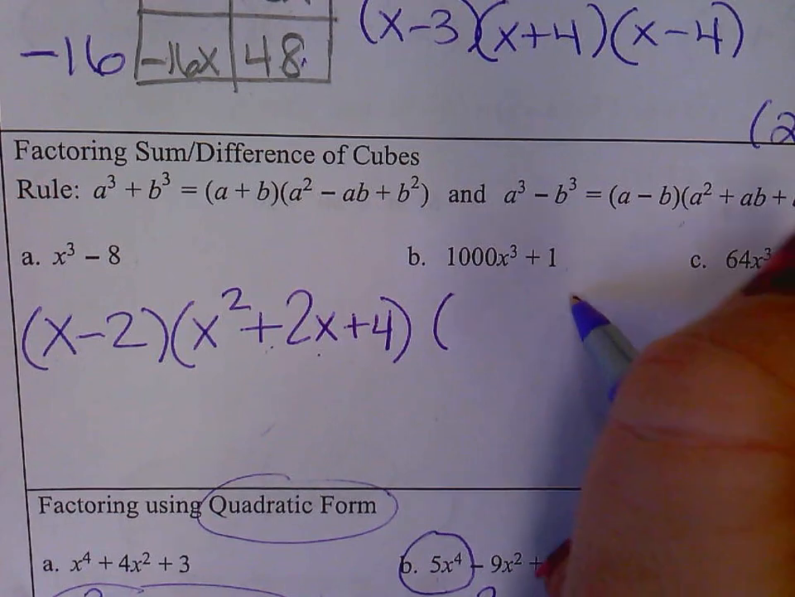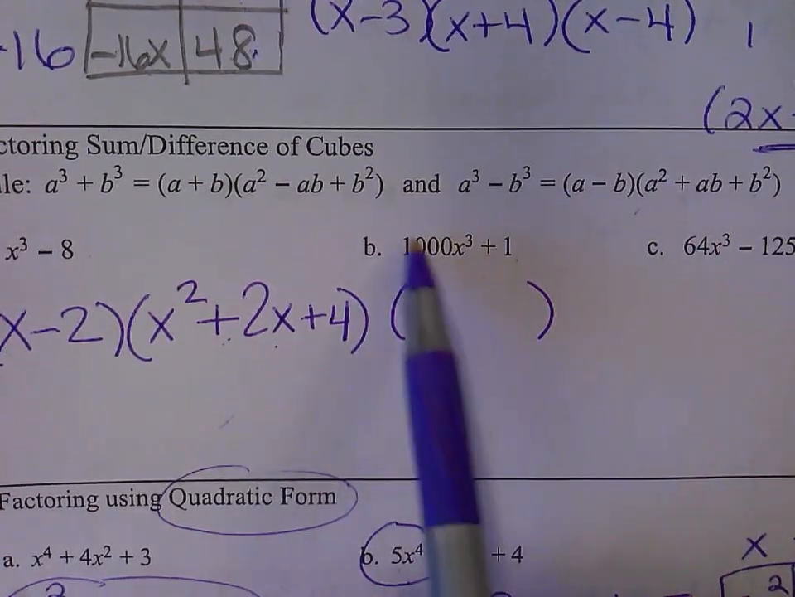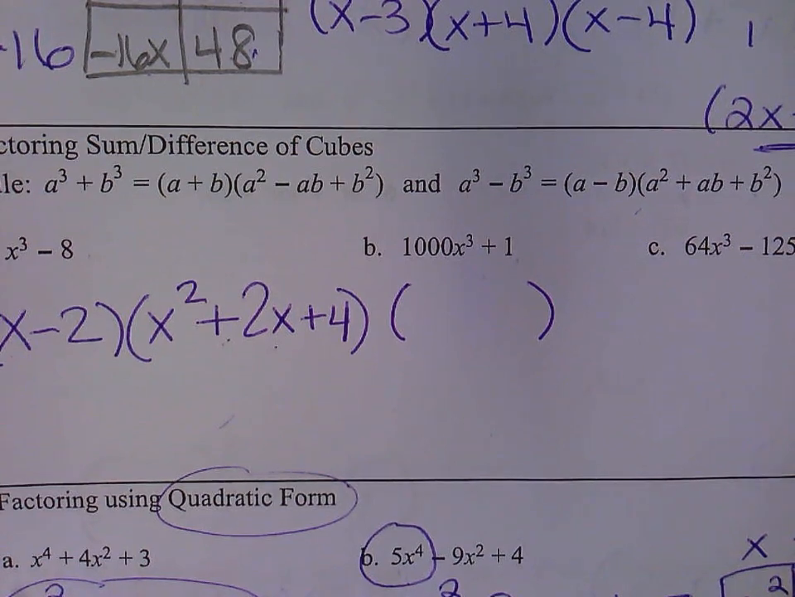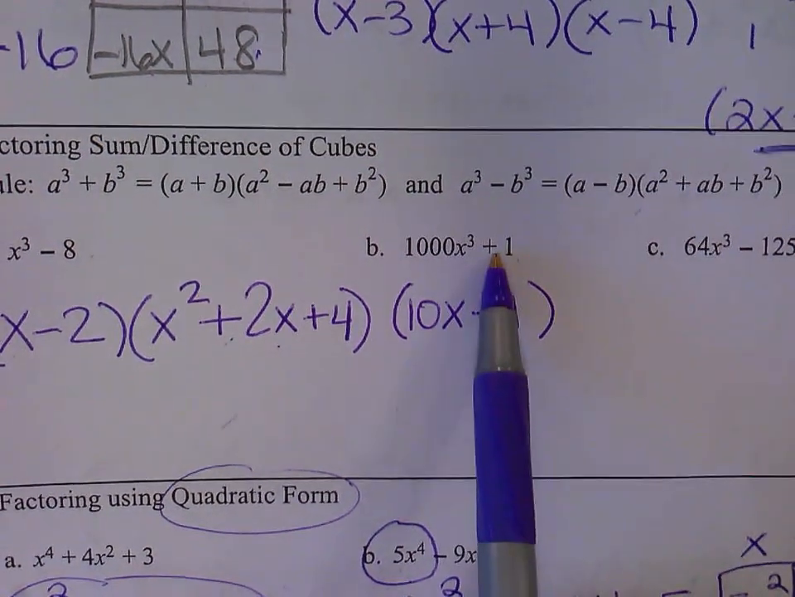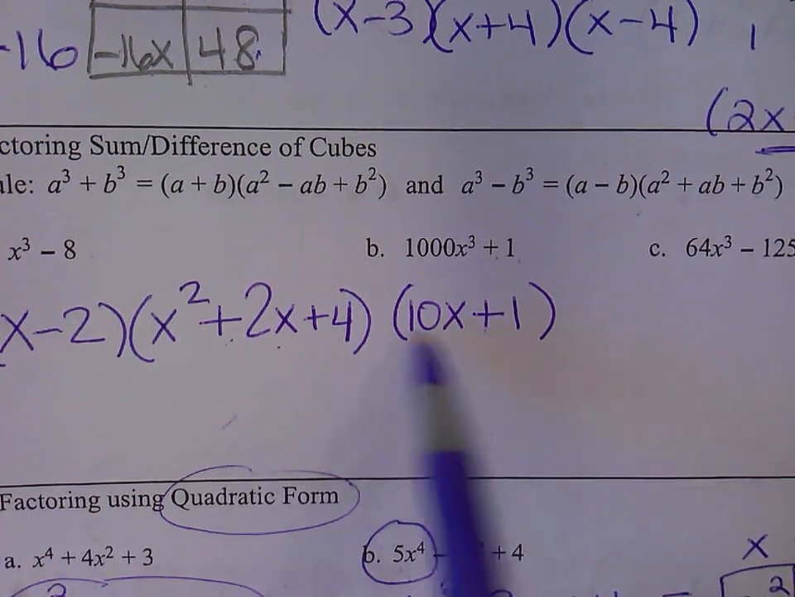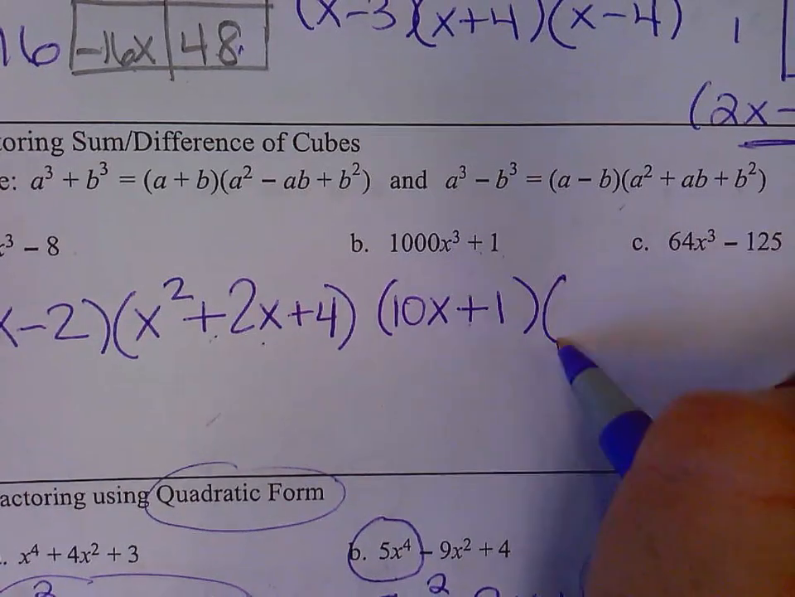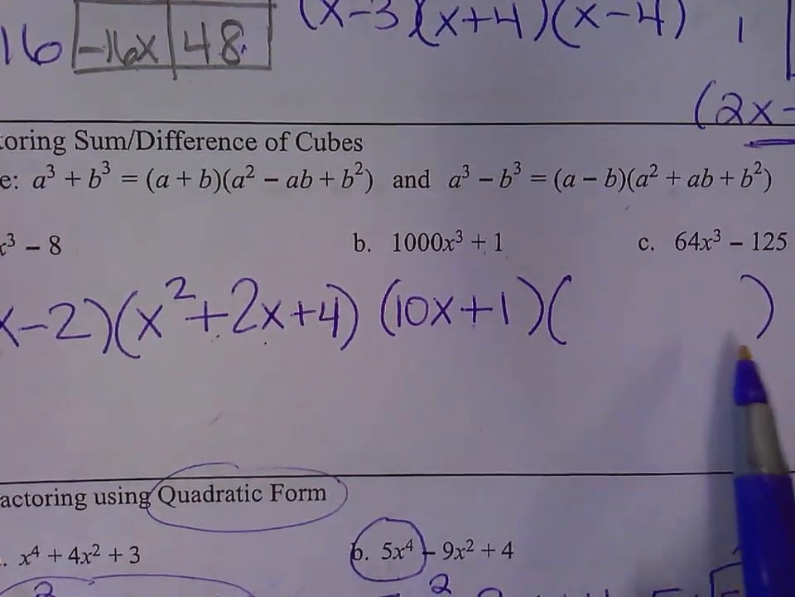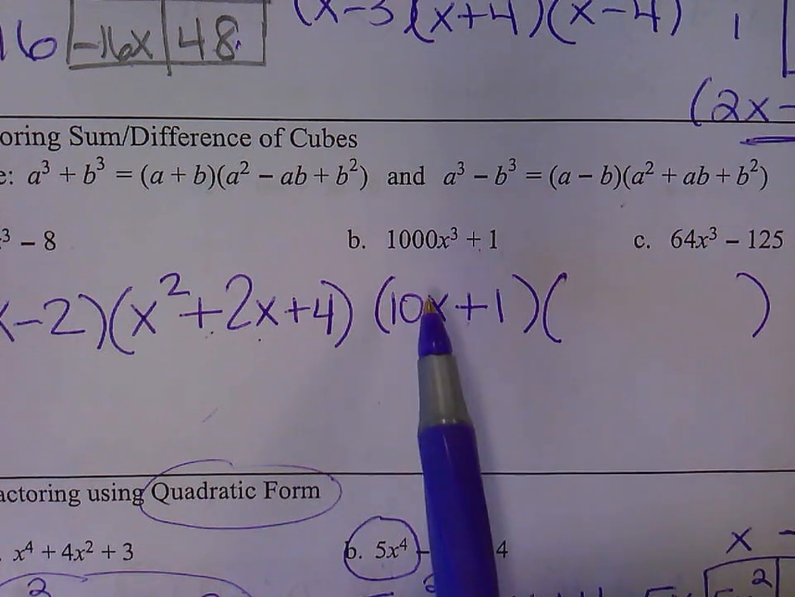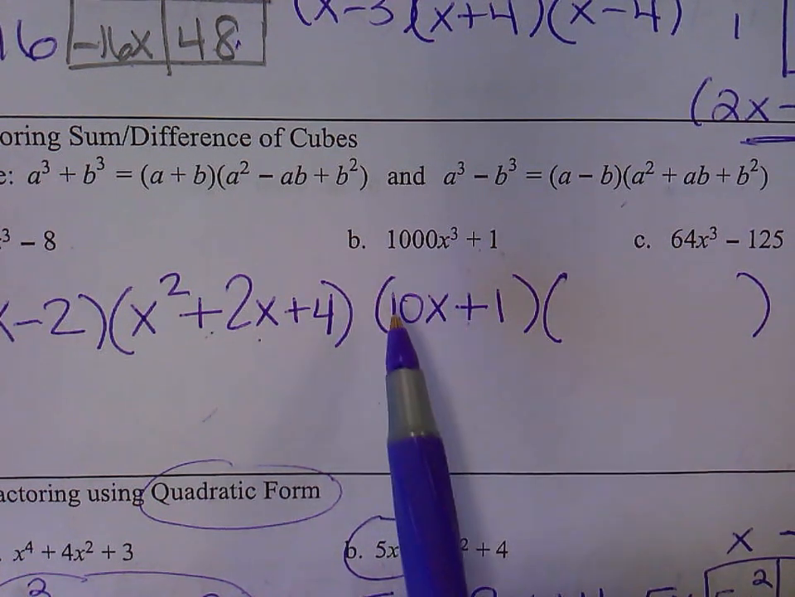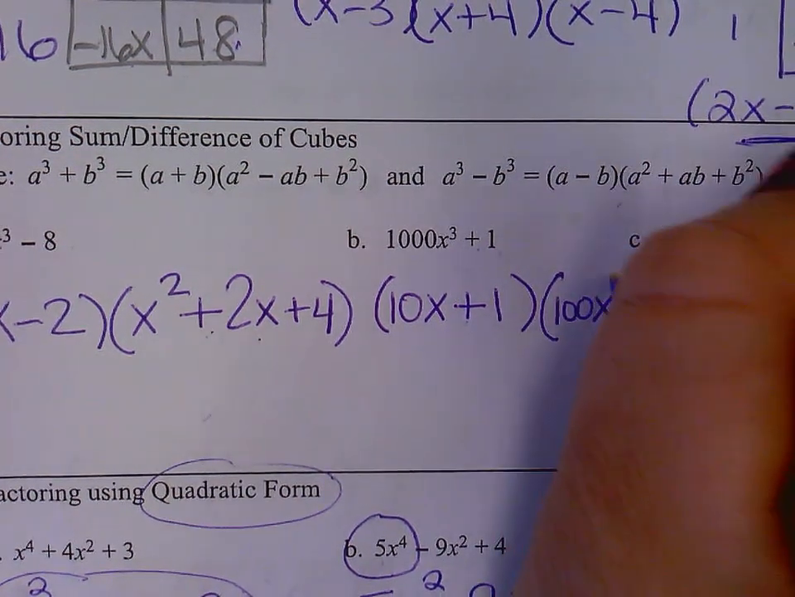What if I take the cube root in part B? What would I get for my two terms? Yeah, just 10x plus 1. See how it's a plus sign now? So I put a plus sign in the binomial. And now I'm going to write out my trinomial that comes next. So I square, see how it says a squared? I square the first term. What's 10 times 10? So this would be 100x squared.